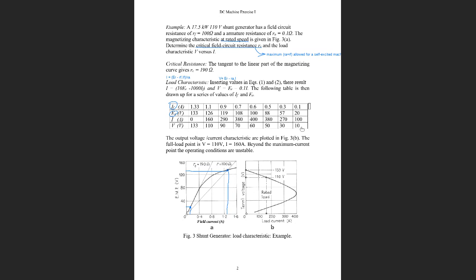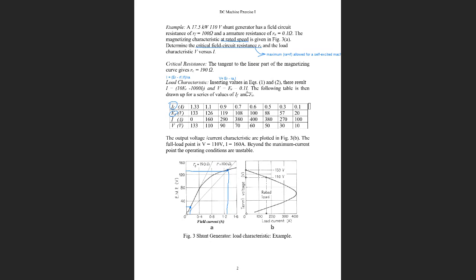Then when the field current is 0.1 amperes, it corresponds to an internal voltage of 20 volts. So 0.1 means 100, 20 means 200, and 200 minus 100 is 100. So the terminal current or the loading current will be 100 amperes.